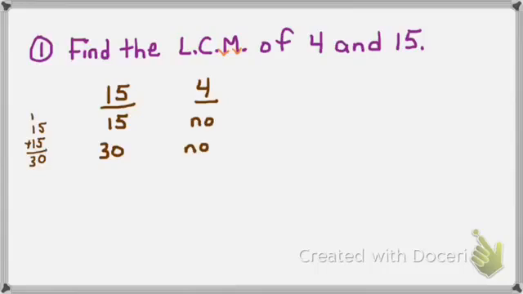What comes after 30? We'll add another 15 to it. I add this together, and I get 45. When I go through my 4 times tables, do I say 45? No, I say 44 and then 48, so that's a no.